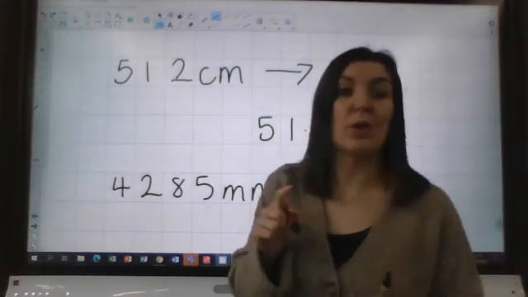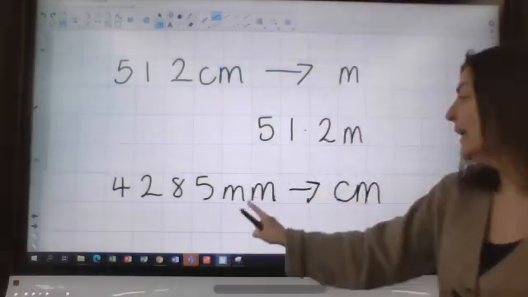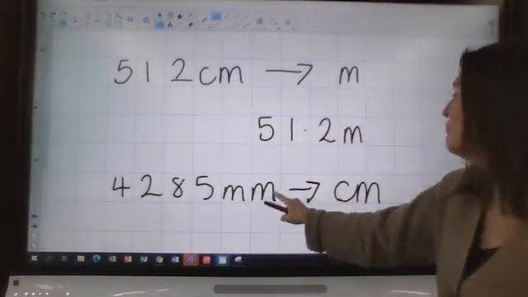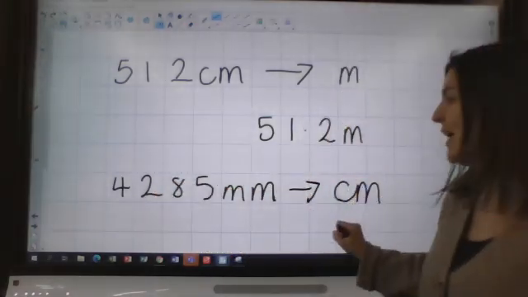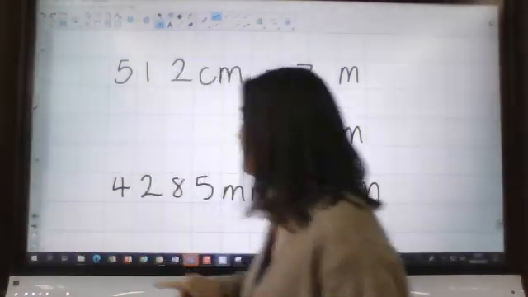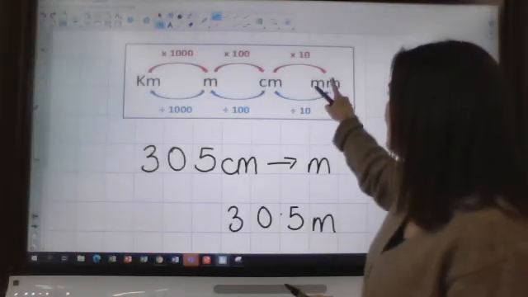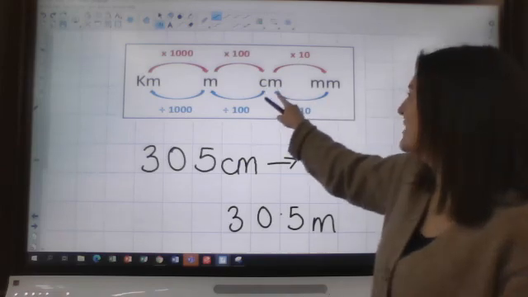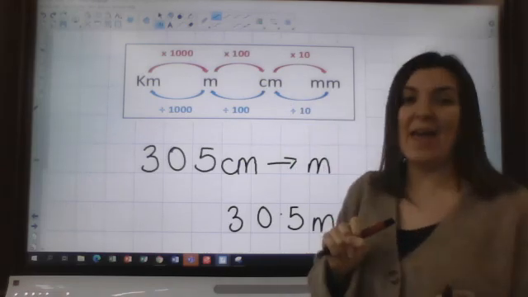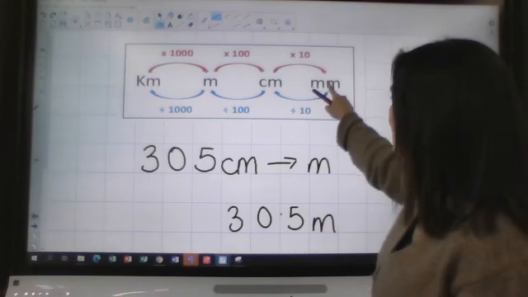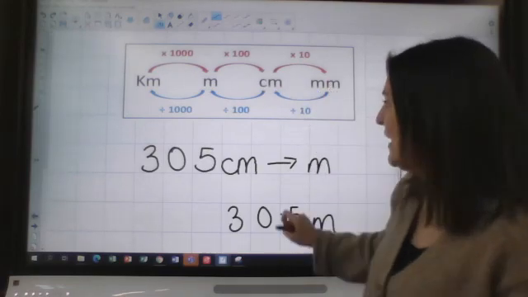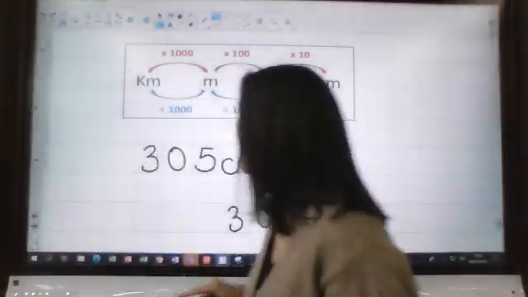Right, so the next one I want to have a look at then is millimetres to centimetres. So I've got 4,285 millimetres and I've got to change that to centimetres. So I'm going from millimetres to centimetres. So this time I've got to divide by 10. Okay, so millimetres to centimetres, that way using that arrow is divide by 10. So just go and have a look at how many I've got to do.